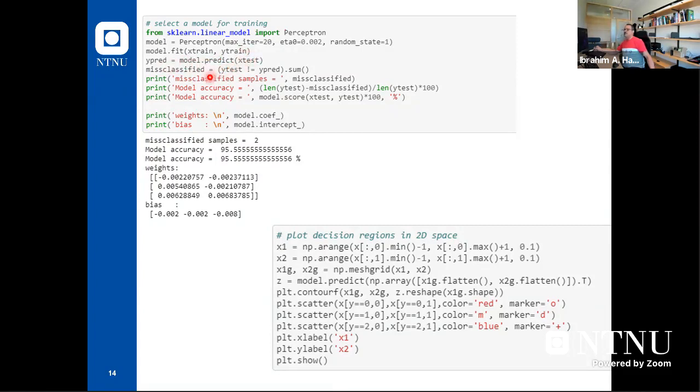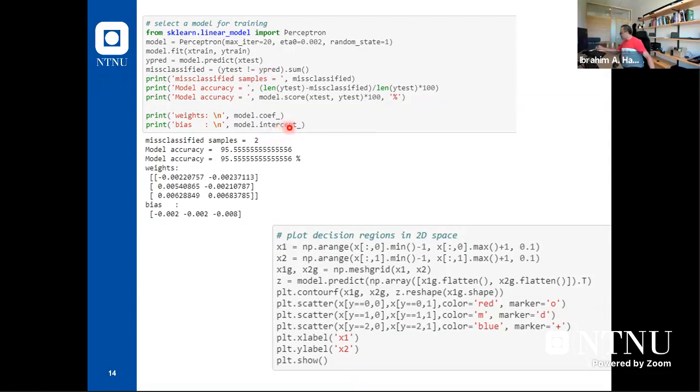So I need to count the misclassified cases for the test, for example. The misclassified cases will be the summation of the cases where Y test is not equal to Y predicted, if you want to find the misclassified cases. So I trained the model, and we have only 2 misclassified cases in the testing data set.